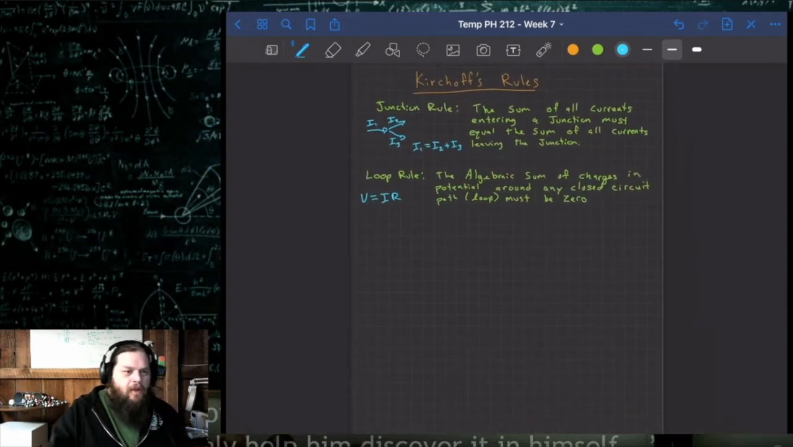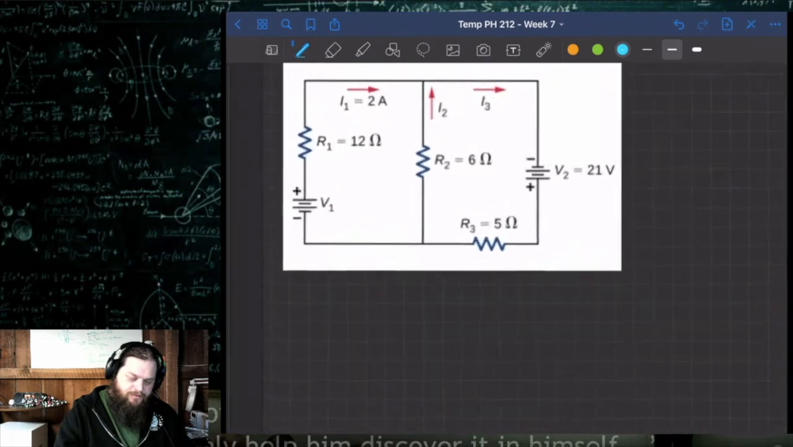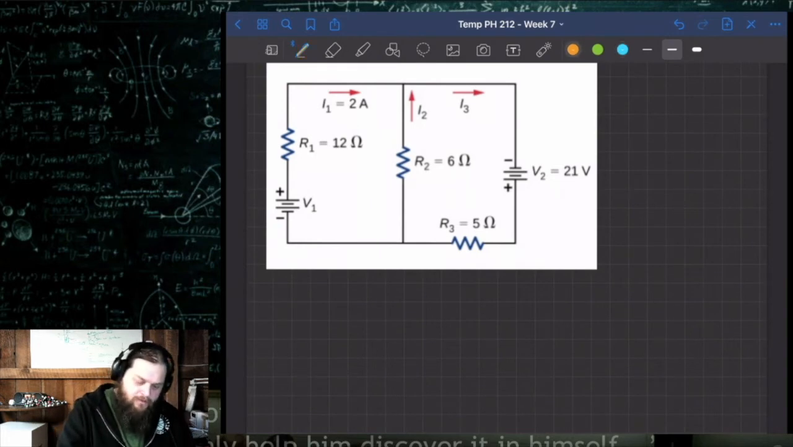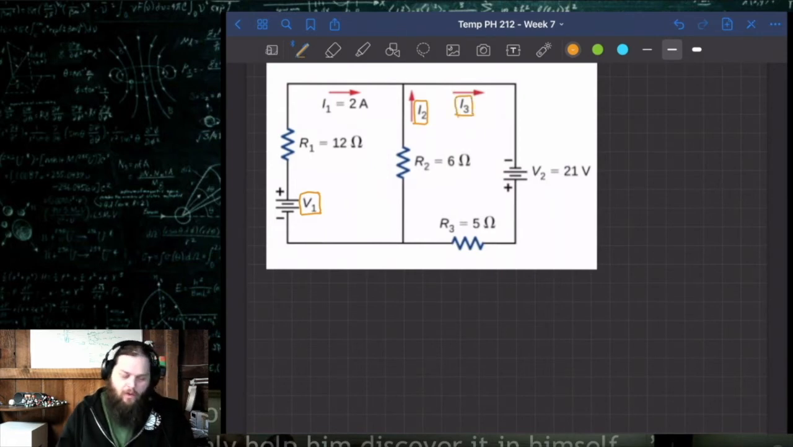So let's try and apply this to a circuit. Here I have this circuit here. You can see there's a couple loops, there's a couple junctions, and they give us some values. What they don't give us is a voltage supply and current values, right? We don't know the value of I2, I3, and V1, but we know the resistor values and everything. We know the value of V2, and we know the value of I1.